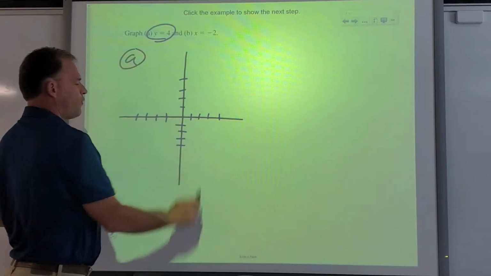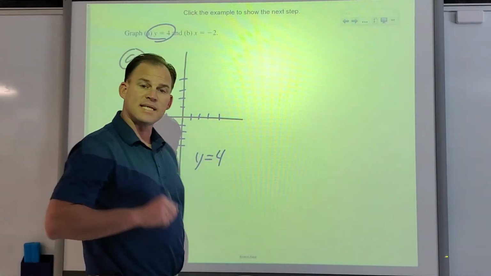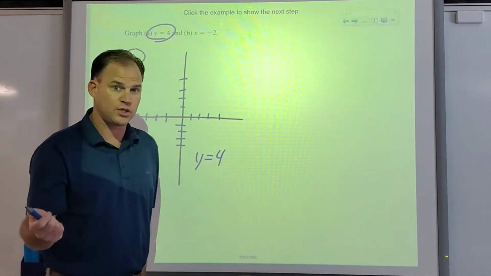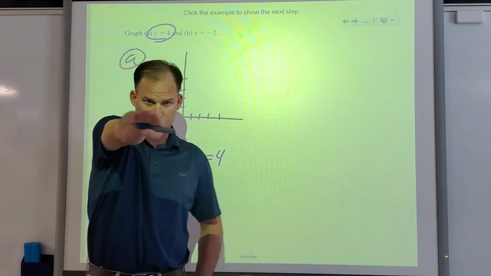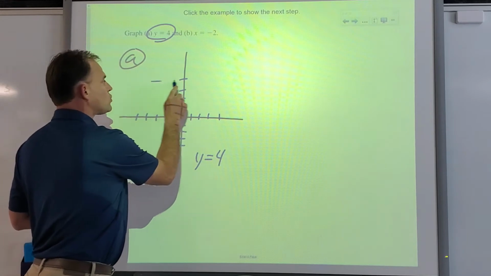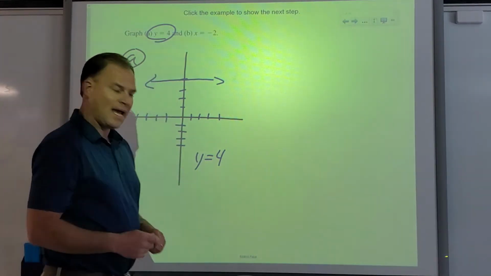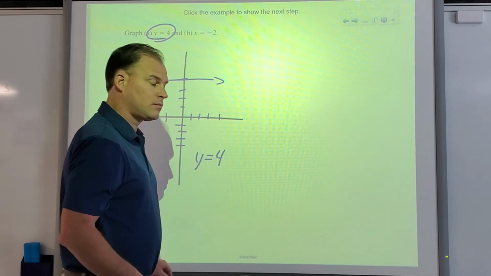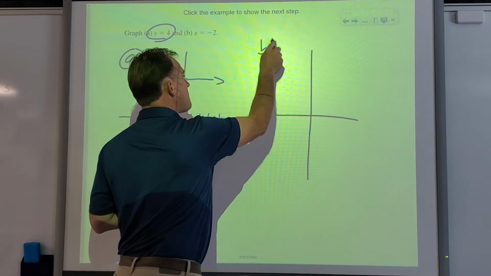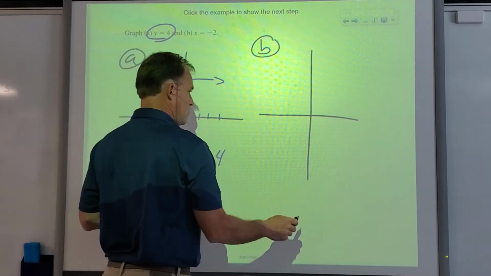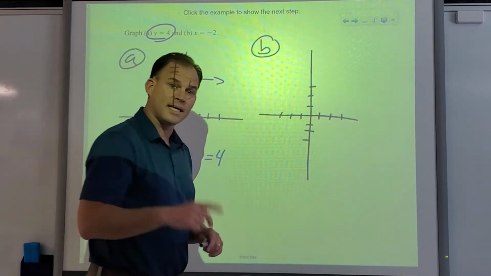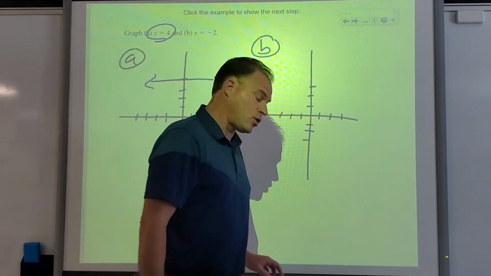Y equals 4. Is that a horizontal line or a vertical line? Well, hopefully you remember, because we just talked about it. This is a horizontal line, so it's a line that goes this way. Where is it going to go through? At positive 4. So this is a horizontal line at positive 4. That's all there is to it. Again, you need to be sketching this in your notes.